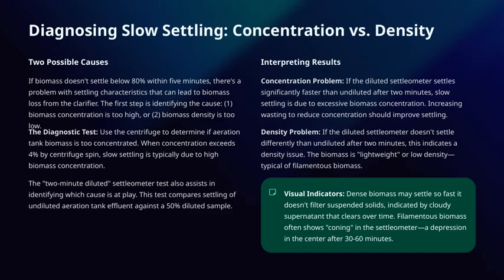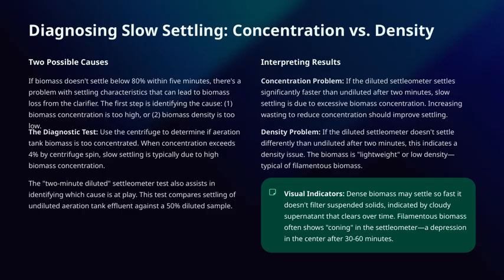When we observe that biomass doesn't settle below 80% within 5 minutes, that's a clear sign there's a problem with the settling characteristics. This can lead to biomass loss from the clarifier, which we definitely want to avoid. The first step is figuring out the cause. Is it that the biomass concentration is too high, or is it that the biomass density is too low? To do that, we can use a simple diagnostic test involving a centrifuge.